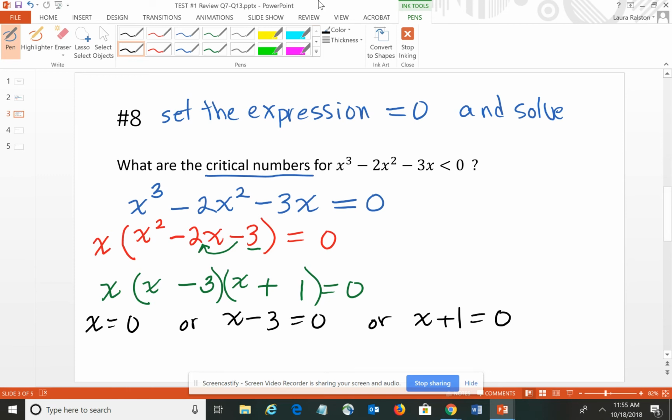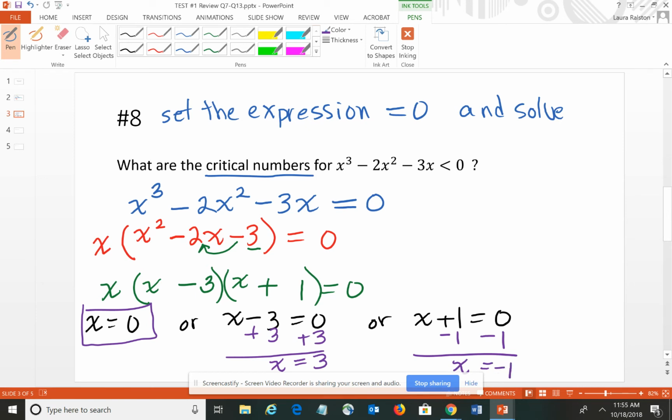And then I want to solve each one of those respectively for x. Well, x equals 0 is already solved for x. For the second one, x minus 3, to solve, I'm going to add 3 to either side. So I have x equals 3. And for the last one, x plus 1, I need to subtract 1 from either side to isolate the x. So I have x equals -1. So our three critical values here are 0, +3, and -1.